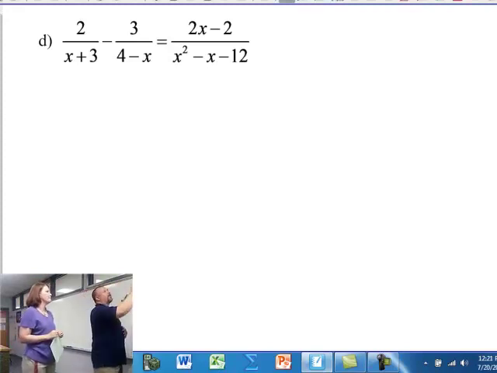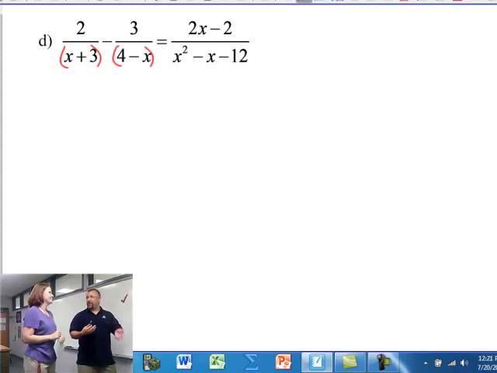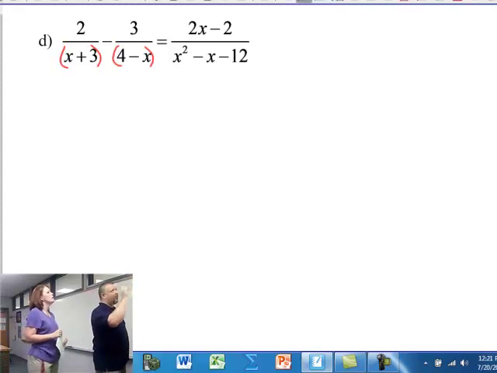So let's take a look at this. We have x plus 3 as our first fraction, or denominator. So that's the factor. We have 4 minus x. Now, that's going to be a little different because the x is backwards. If it was 4 plus x, we could just rearrange it. We're going to hold on to that for just a moment.